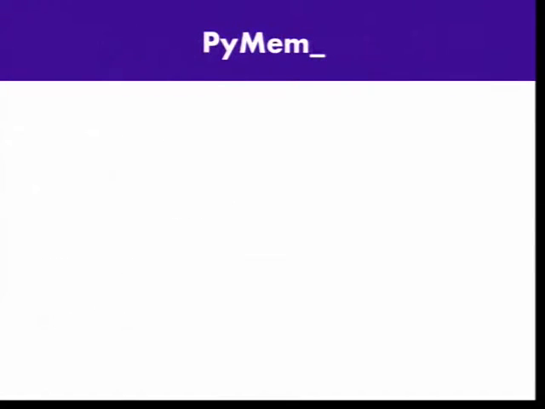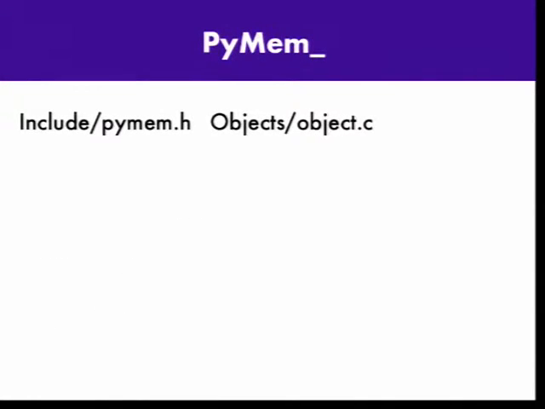So let's talk about PyMem. That's the one that's called from main. It's defined in PyMem.h, and the implementation is in object/object.c. I don't know why. It doesn't merit its own file. I guess there's not very much there. There's a function called PyMem_Malloc, with a capital M and lowercase alloc, and that literally just calls malloc and returns the result.